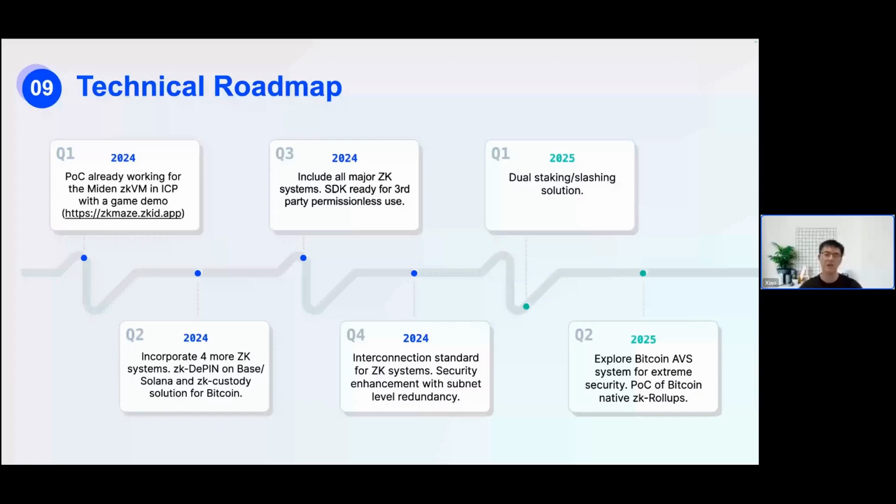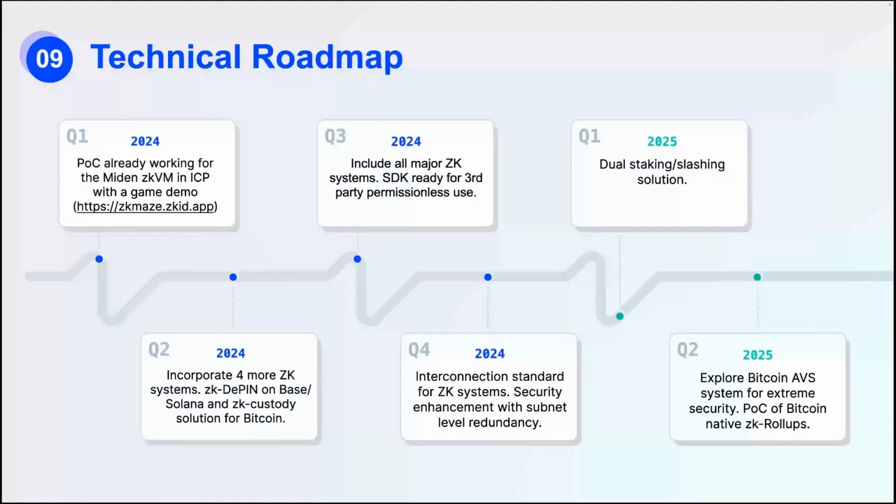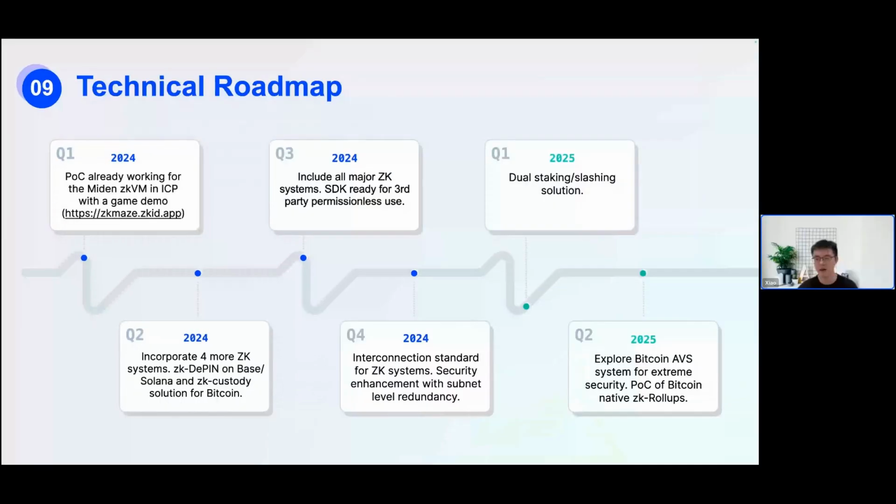And the ZKP that's generated in that very small computing board is sent to the cloaking layer, gets verified, and the result is sent to the Solana chain. So we can do all the DePIN verification using cloaking layer. And next year, we're also enhancing the traceability of cloaking layer using some other fancy techniques like dual staking, or maybe even exploring the Bitcoin AVS system for extreme security. So these are things that we're doing next year.